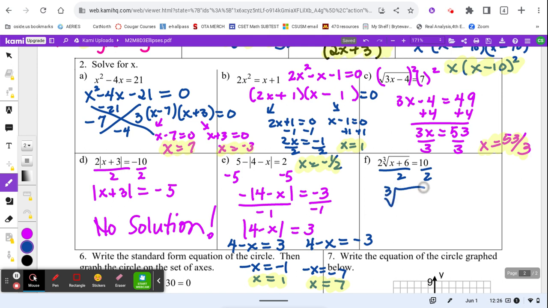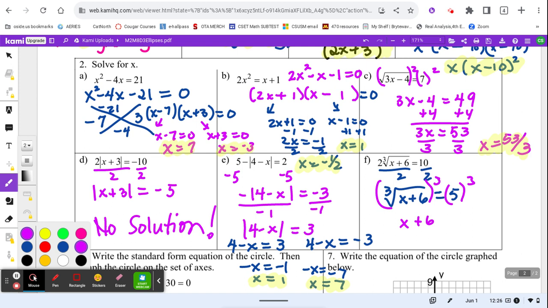Next, I need to isolate the radical before I can do something with it. So I divide out the 2. How do I get rid of a cubed root of something? I need to raise it to a power of 3. Raising to a power of 3 anything that's cubed rooted just takes the x plus 6 out, and 5 to the third is 125. So I'm going to get x is equal to 119.